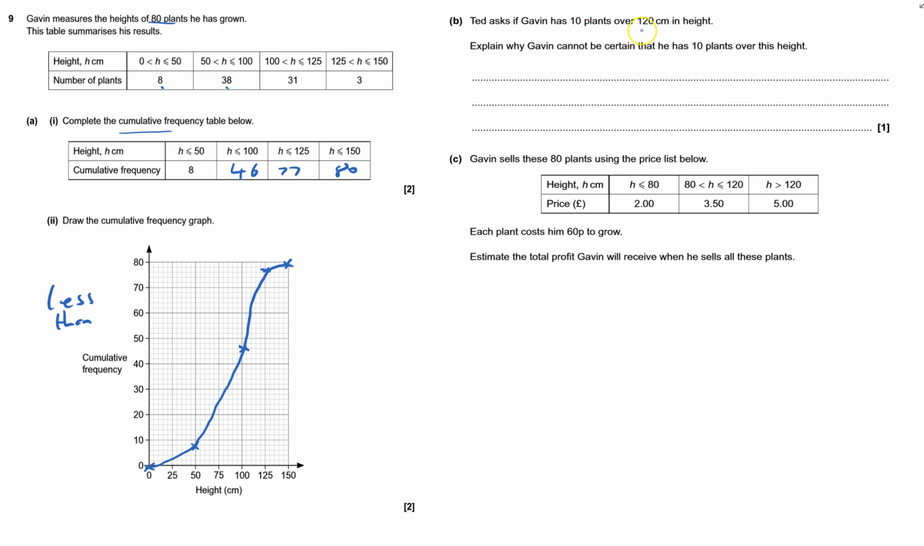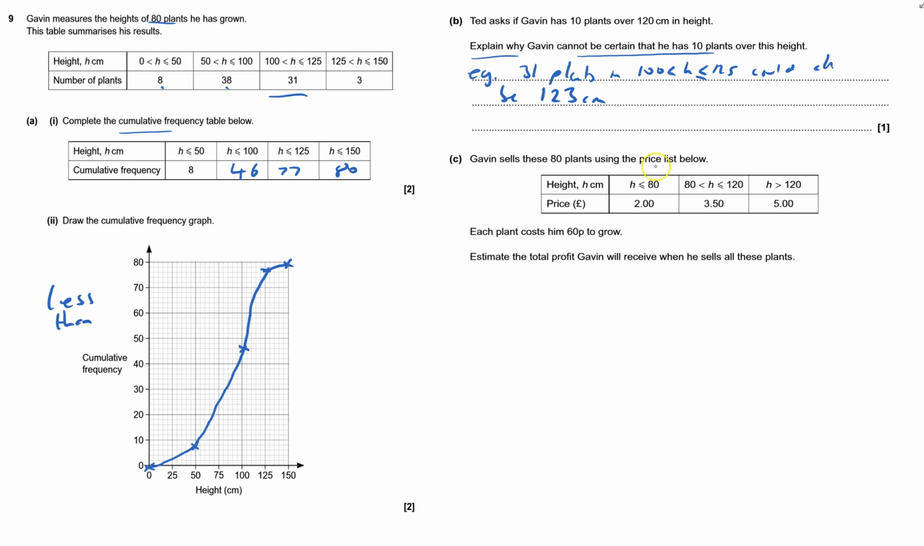Ted asks if Gavin has 10 plants over 120 in height. Explain why Gavin cannot be certain he has 10 plants over this height. Well, he can't be absolutely sure because he doesn't know where they are. For example, the 31 plants between 100 and 125 could all be 123 centimeters, for example. So it's just a range. He doesn't know exactly what they are.